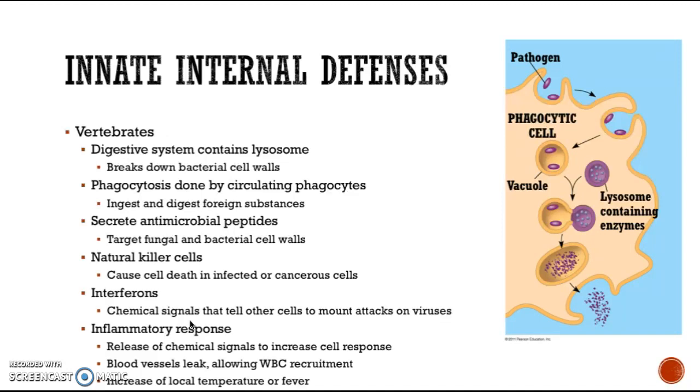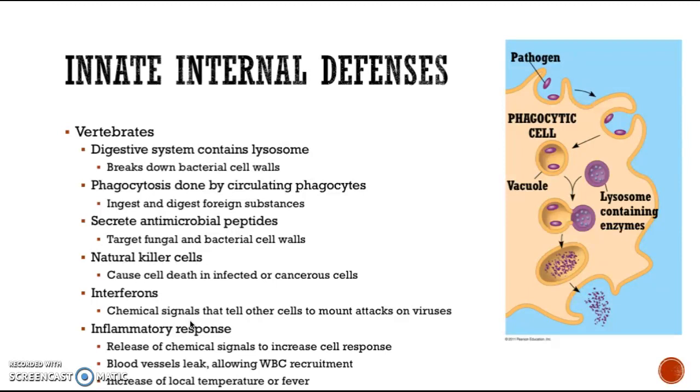If we take a look at vertebrates on the flip side, we're introducing some more highly evolved structures such as natural killer cells. These cells are going to be able to target infected cells or cancerous cells and cause their apoptosis to occur. There are interferons, which are just chemical signals, and that's kind of like a warning call to all the local cells that there might be viruses present. So go ahead and get ready to attack. And then we have our inflammatory response, which despite the pain that it causes, does a number of things to help us out.